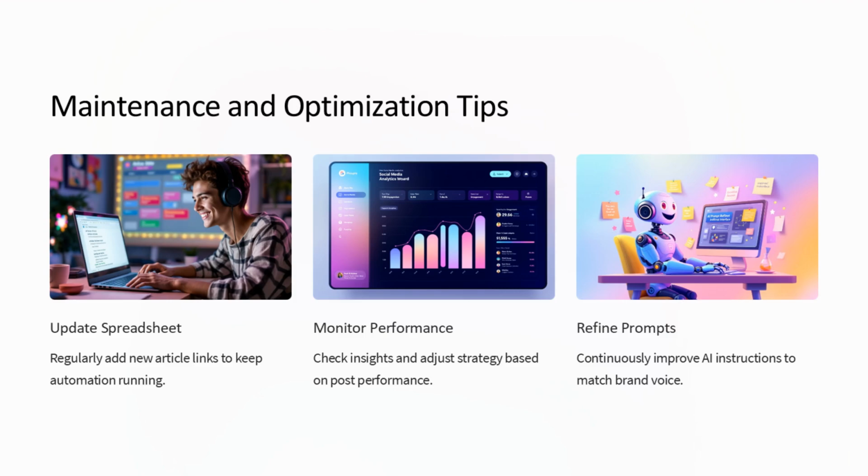Update your spreadsheet. Ensure your Google Sheet has enough article links to keep the automation running. Monitor performance. Check your social media insights to see how the posts perform and tweak your strategy if necessary. Optimize prompts. Continuously refine your prompts to match your brand's voice and objectives.